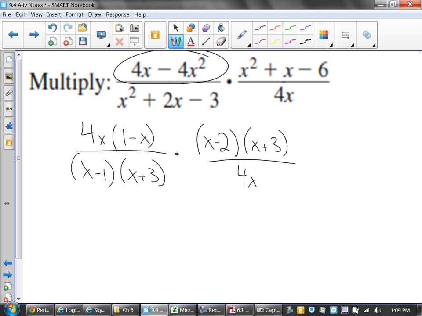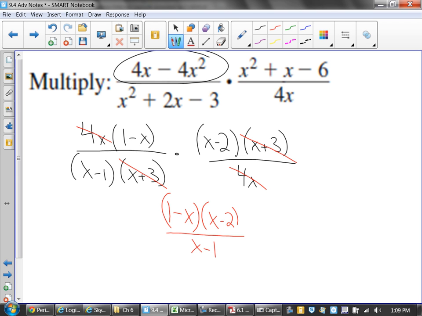What do we have in common in the numerators and denominators? 4x. Cross multiply? I'm not cross multiplying, there's no equal sign. So x plus 3. You already got it, and I'm done. It's just multiplication.